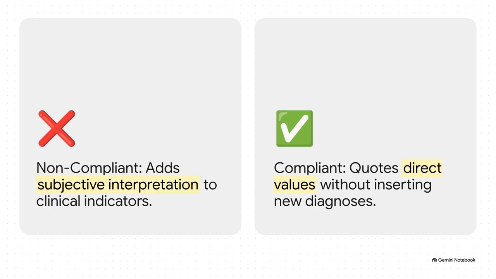A compliant query has to remain entirely objective. You can never insert your own subjective interpretations. So if the chart says the heart rate is 120, you quote heart rate of 120. You do not translate that into the word tachycardia in your query. You literally just pull direct quotes, exact lab values, and scores from those objective geriatric screening tools we went over.